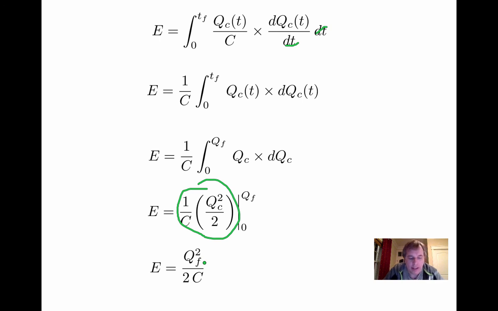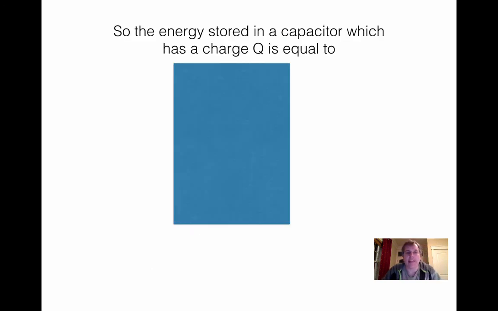And that gives us the key equation, which is that the energy stored in the capacitor, which has a charge q, so q can be anything, is given by q squared over 2C. So if you have a capacitor and you know the charge, this is always the charge on the positive plate. If it has, let's say, 5 coulomb on the positive plate, then you take 5 coulomb squared divided by twice the capacitance of the capacitor. That will give you how many joules of energy is stored in that capacitor.